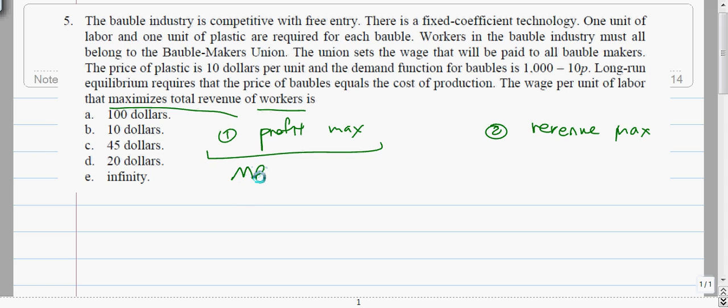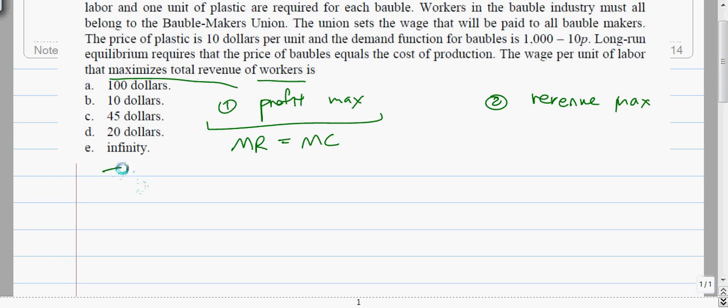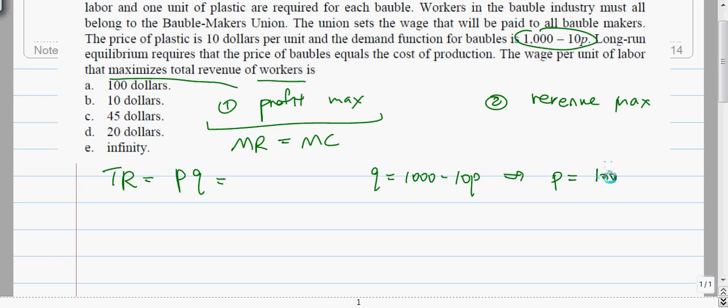So to do firm profit max, we always had MR equal to MC. So we need to calculate them separately. Total revenue, again, is just P times Q, and P is given by the demand function. So we have Q is equal to 1000 minus 10P. Invert this, we get P is 100 minus Q over 10. So we're just rewriting this and substitute this in here.